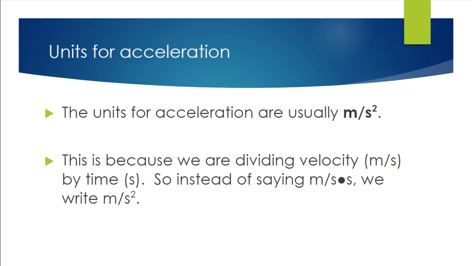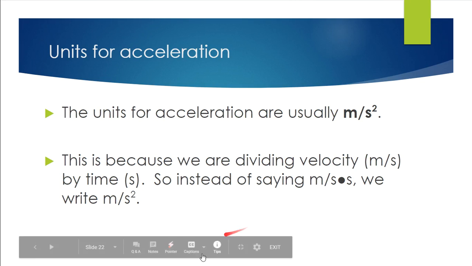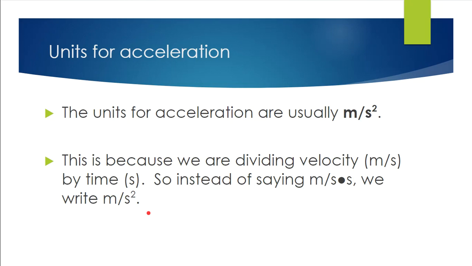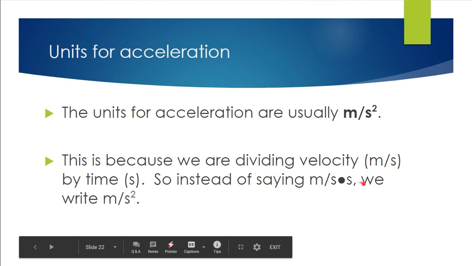This is because we are dividing velocity in meters per second by time in seconds. So instead of saying meters per second times seconds, we write meters per second squared. So if you've wondered why we use meters per second squared, that's the reason. It's right here. We have meters per second times seconds. We're not going to write that. We're going to write meters per second squared.